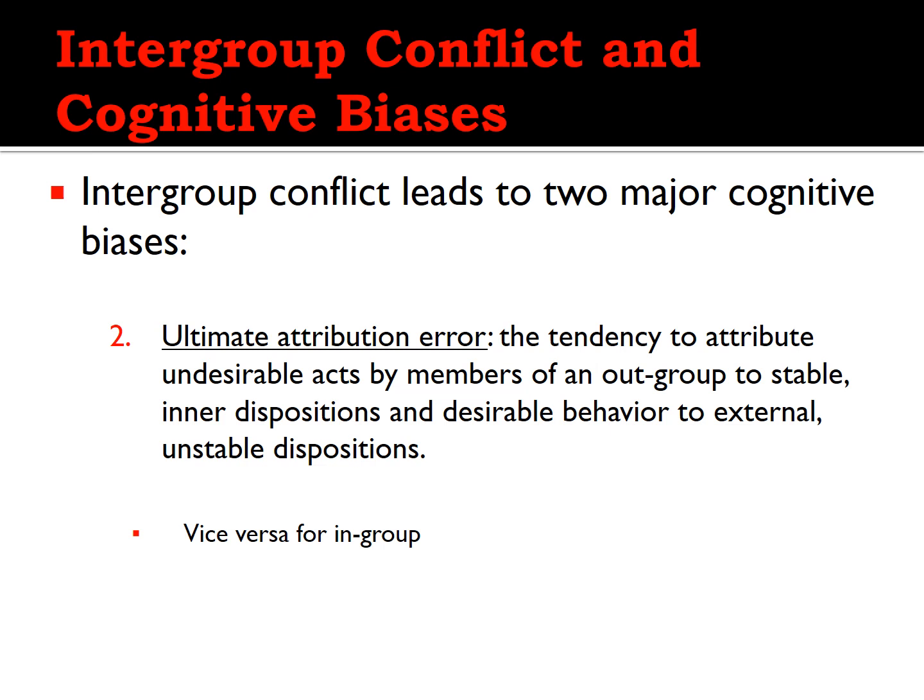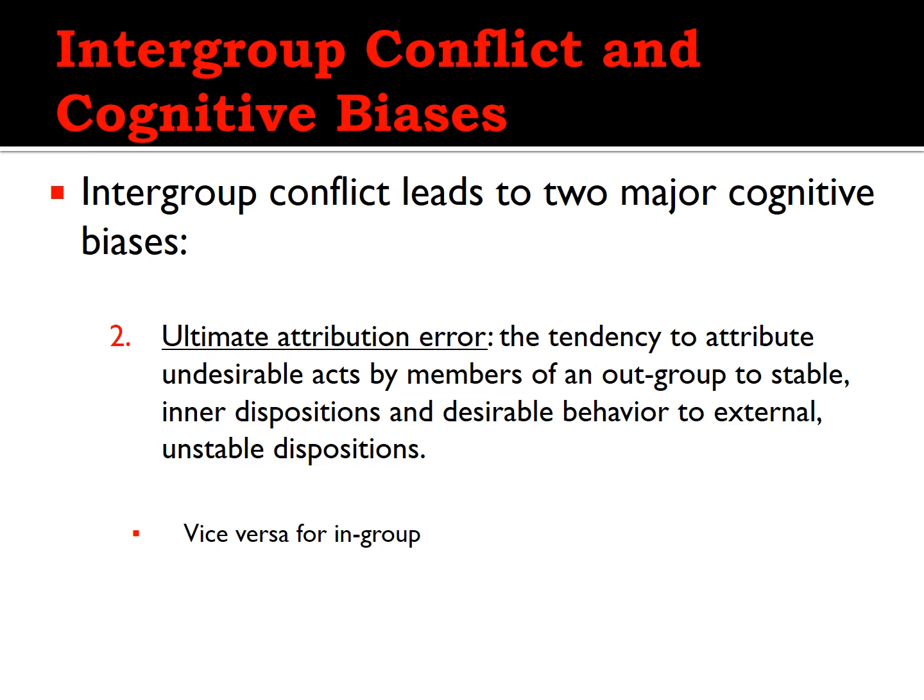For example, consider a Catholic person. If a Catholic person sees a Protestant doing something undesirable, he would attribute this behavior to an internal disposition of the Protestant, i.e., all Protestants are jerks. However, if he sees a Protestant doing something desirable, he will attribute this behavior to external factors, such as the Protestant had to do something desirable because of peer pressure.